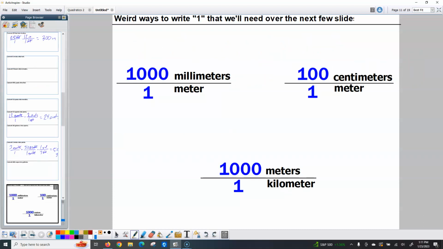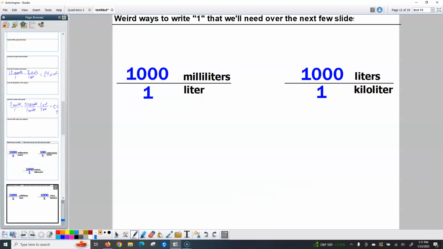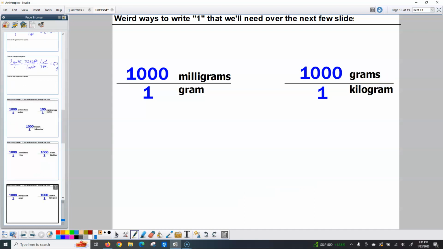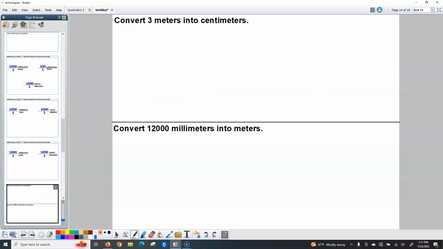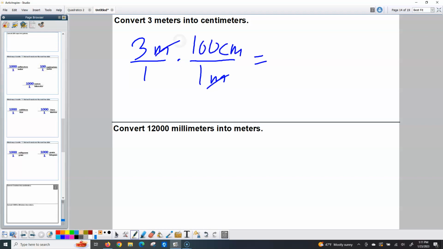More weird ways is the metric system. All the milli, centi, kilo meters. Get those. It's all the same stuff, whether it's liters or meters or grams. So push pause, get all those. 3 meters into centimeters, it's the same kind of stuff. So 3 meters, I know that for every 1 meter, there's 100 centimeters. So that would be 300 centimeters in 3 meters. I know people like moving the decimal which way. I just think it's easy to do it all the same way, multiply by 1.